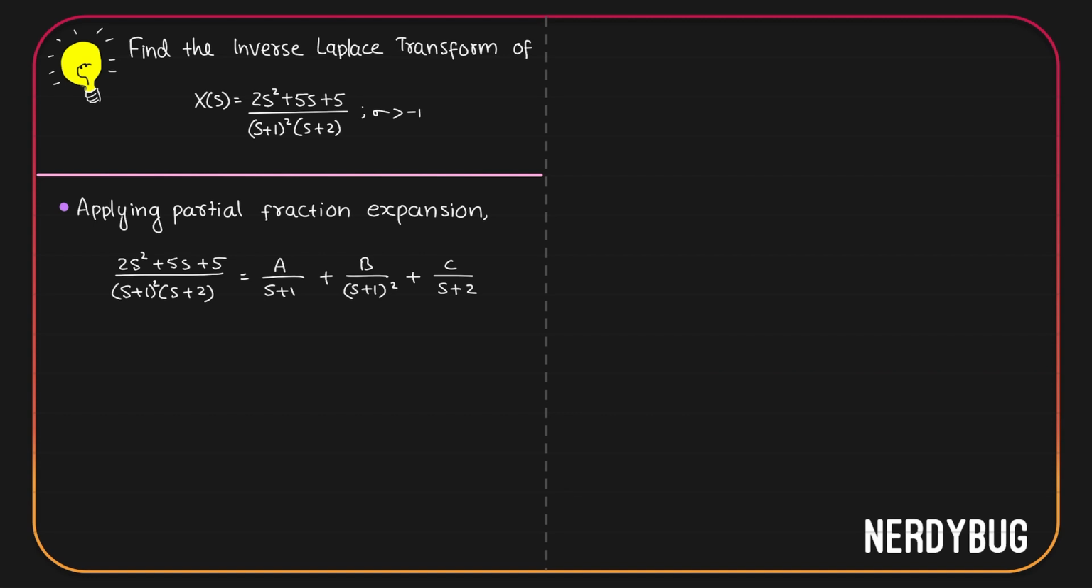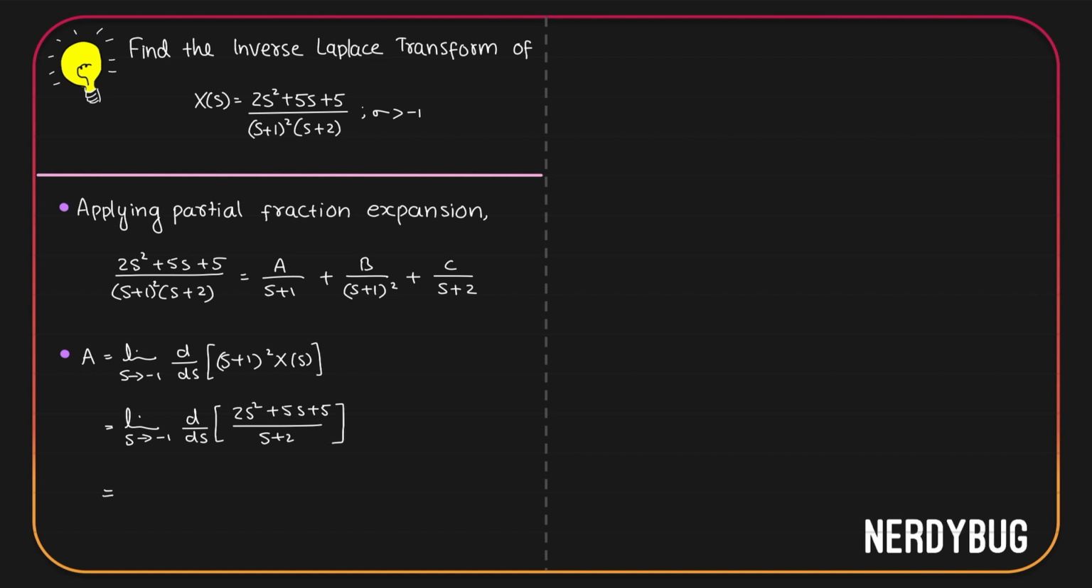We have to write X(s) in this form: A/(s + 1) + B/(s + 1)² + C/(s + 2). To find A, we take the limit as s tends to the pole corresponding to A, which is -1. So s tends to -1, d/ds of (s + 1)² multiplied by X(s). This is equal to the limit as s tends to -1 of d/ds of (2s² + 5s + 5)/(s + 2).